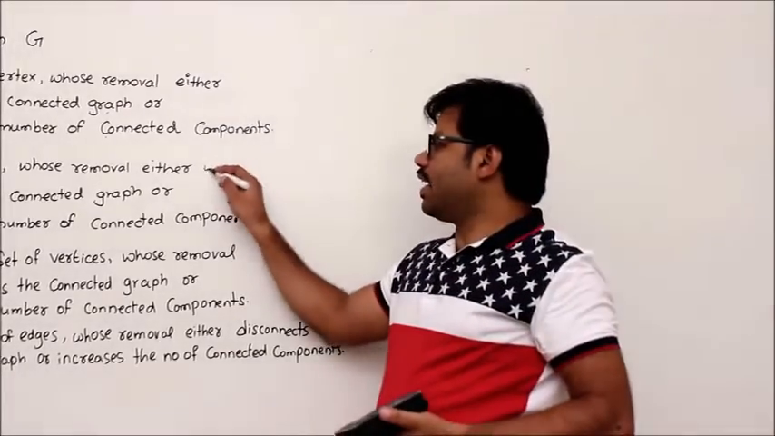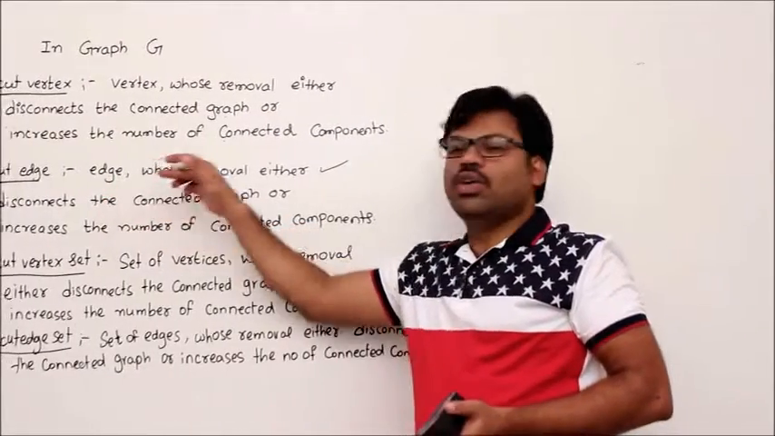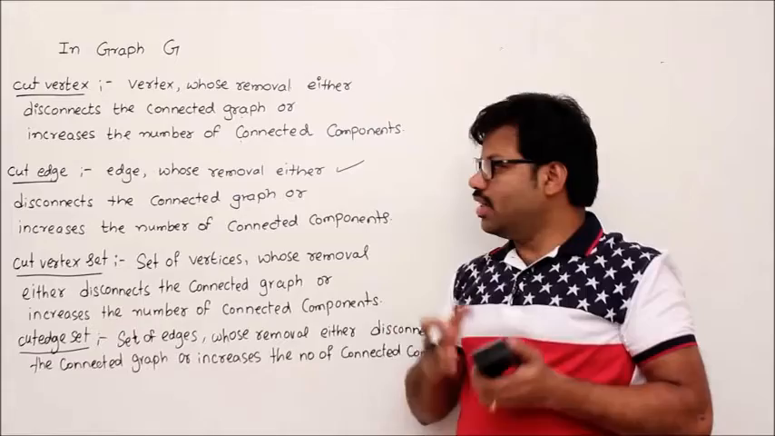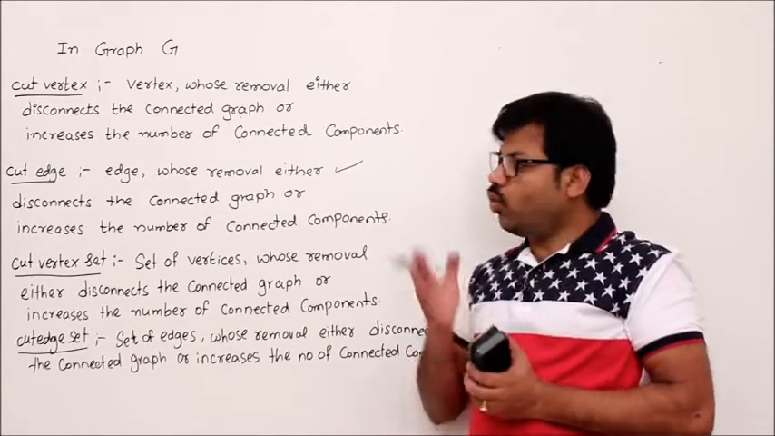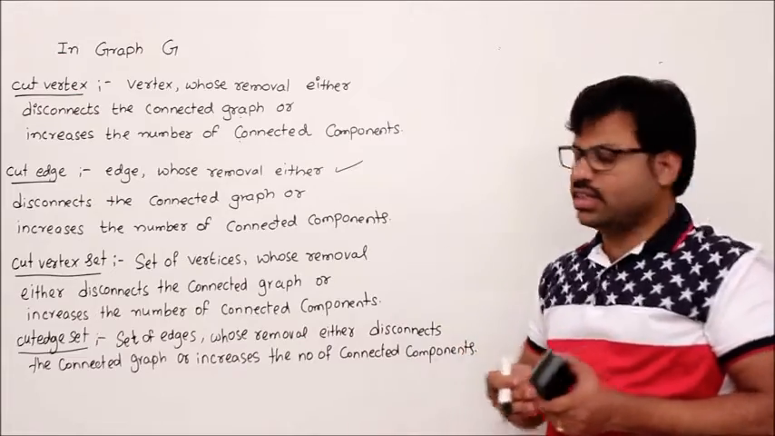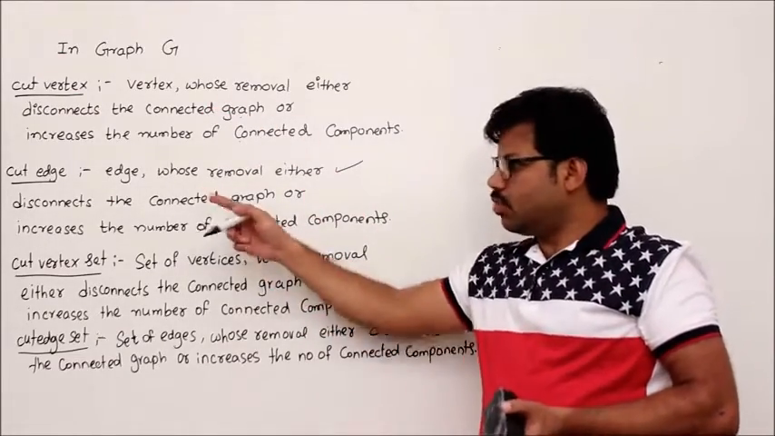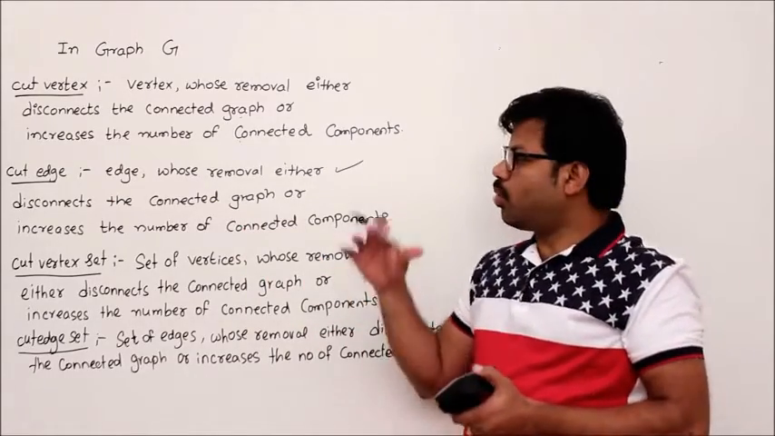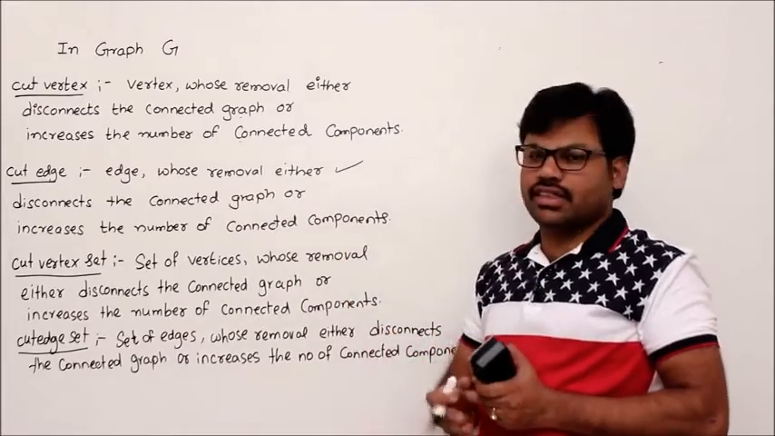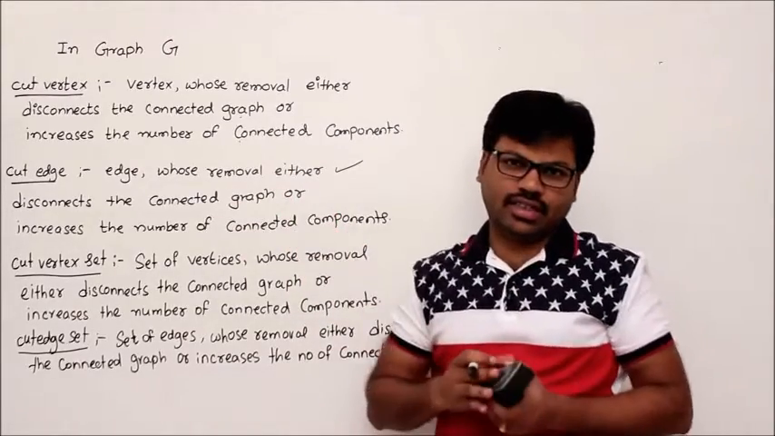Let's go to cut edge. What is a cut edge? It's an edge whose removal either disconnects the connected graph or increases the number of connected components. What's the difference between cut vertex and cut edge? Cut vertex is about removal of a vertex, cut edge is about removal of an edge. Then everything is the same. The property of cut vertex and cut edge is that their removal should do the same, right?